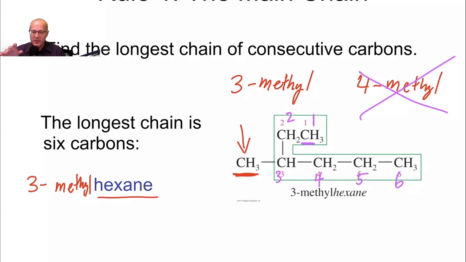Now the 3 tells the reader the position of this substituent on the longest chain. That's what it tells the reader. Okay? 3-methyl hexane. So I know I have a hexane. I have 6 carbons in a row, and there's a methyl on carbon 3. Everything else is hydrogen. Okay? Hydrogens are never indicated. They're always assumed. All right? And they're assumed in the name hexane.